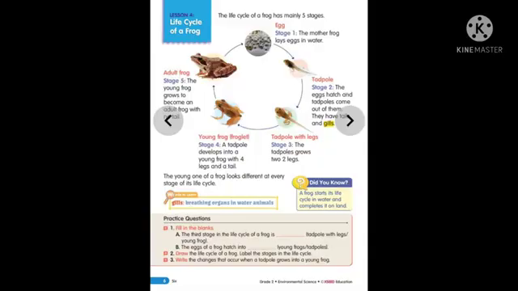Yes, children, now you can take out the content book. Lesson number 4, life cycle of a frog. The life cycle of a frog has mainly 5 stages. Stage 1 is an egg. The mother frog lays eggs in the water.